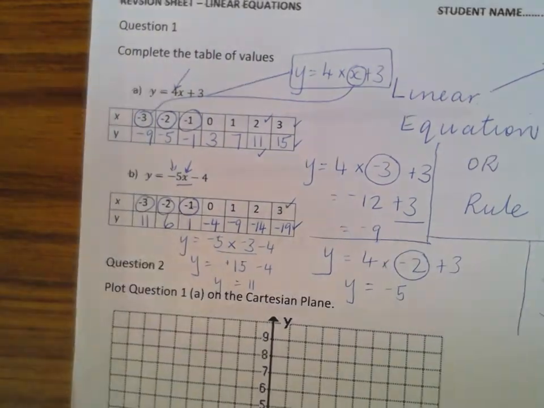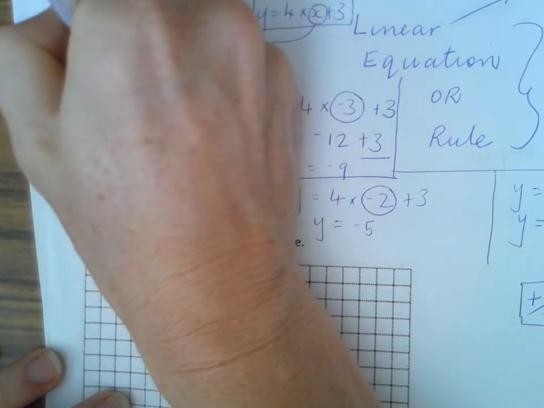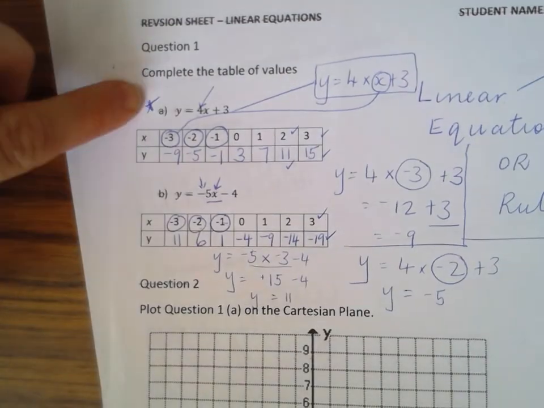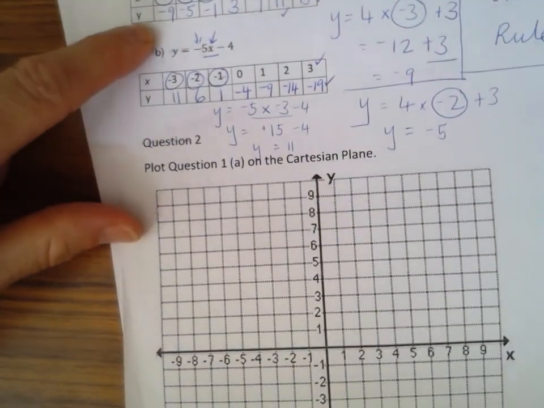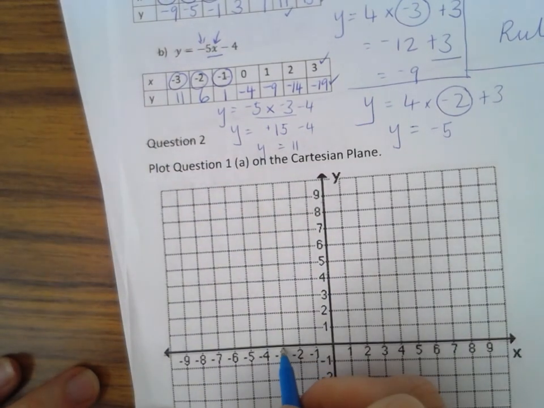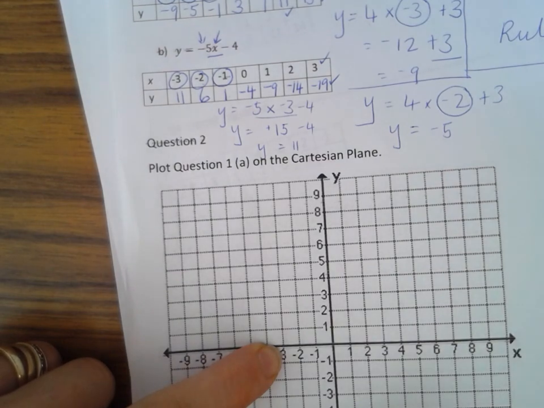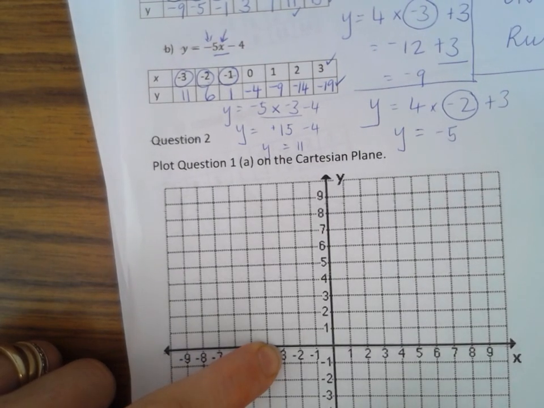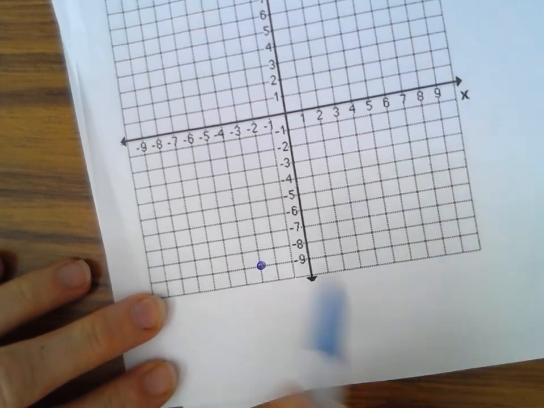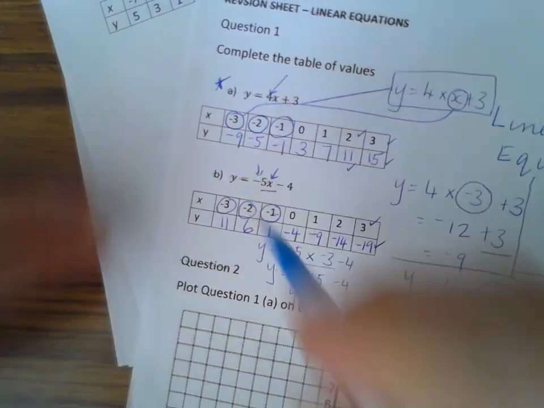Plot question 1a on the Cartesian plane here. So this is this question up here. Let's plot it on the Cartesian plane. So negative 3 and negative 9. So negative 3 on our x-axis and negative 9 on our y-axis. That means these are plotted.